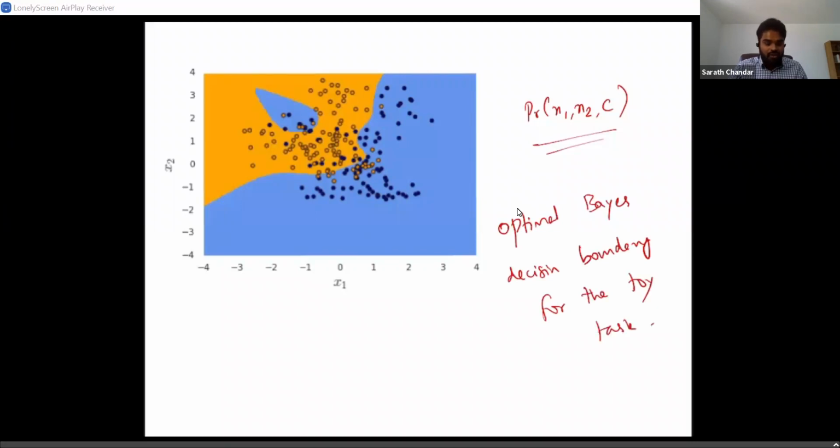Okay, so now you can see that even this optimal decision boundary has errors. You can see there are these orange points which are misclassified, and there are these blue points which are misclassified, right? This is something that you cannot eliminate. So in some sense, this is the irreducible error, and it often comes from the stochasticity of the task or the problem itself.